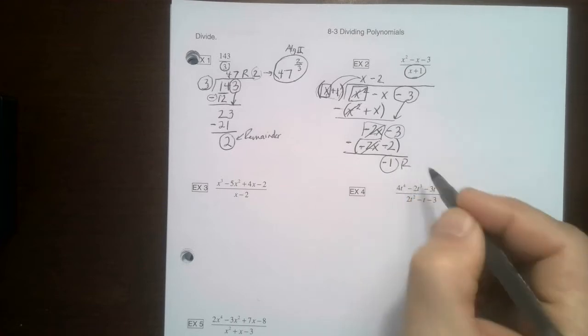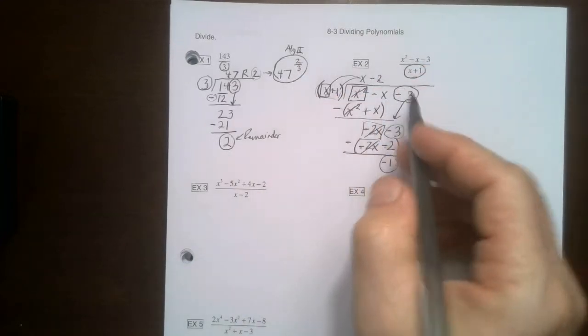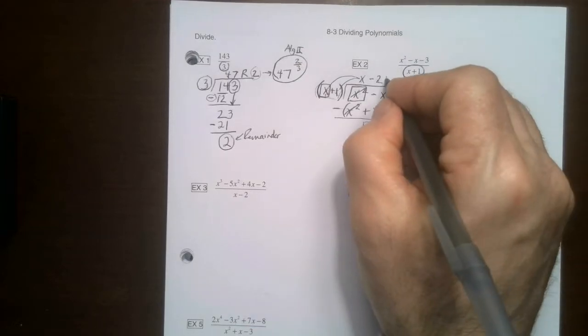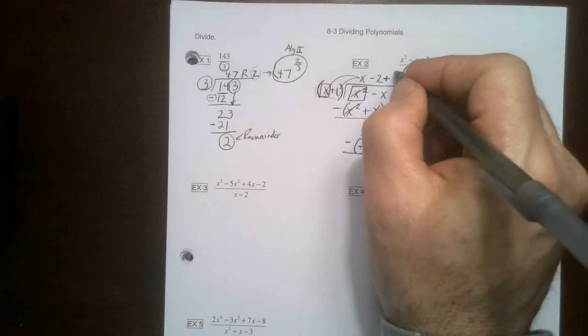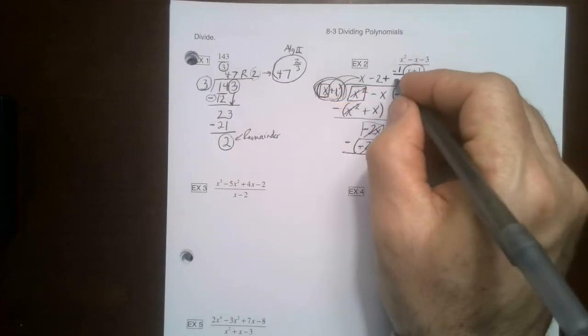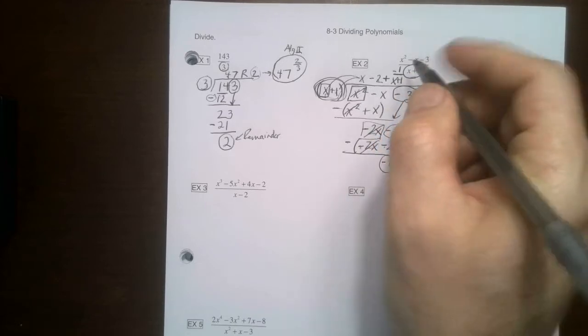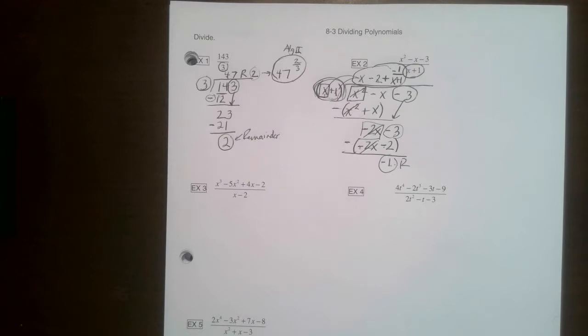This is my remainder. But what do we do? Well, I put it in what I call fractional form. So you take whatever it is. I encourage my students to always go like this, even though it's a negative. Then you put the negative 1 all over whatever you're dividing by, x plus 1. So that would be your answer. This is called long division. You can see why.